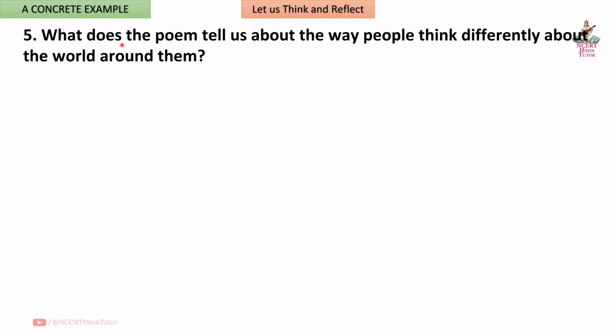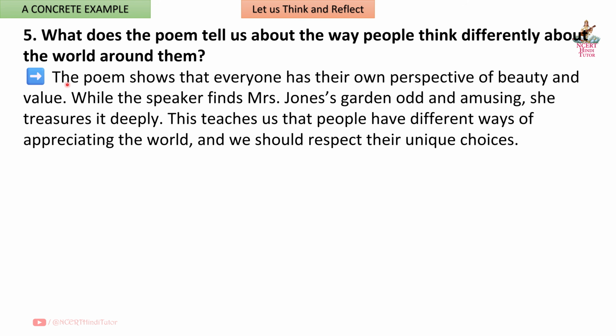Question 5. What does the poem tell us about the way people think differently about the world around them? Answer: the poem shows that everyone has their own perspective of beauty and value. While the speaker finds Mrs. Jones' garden odd and amusing, she treasures it deeply. This teaches us that people have different ways of appreciating the world, and we should respect their unique choices.